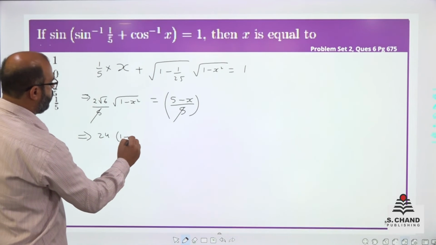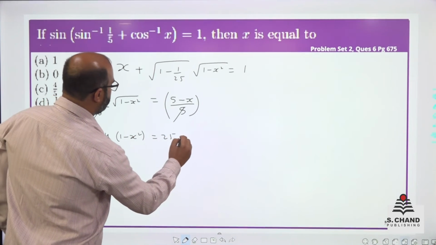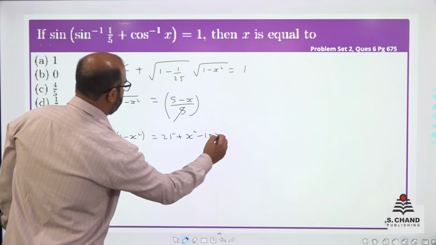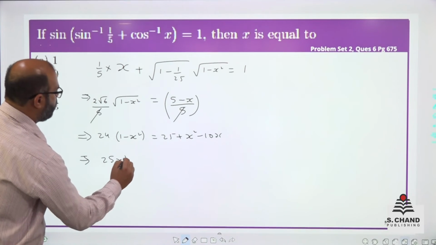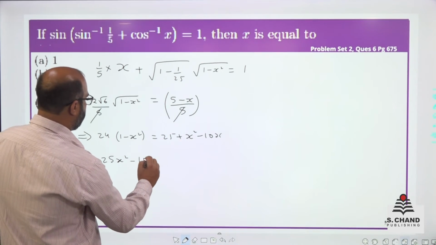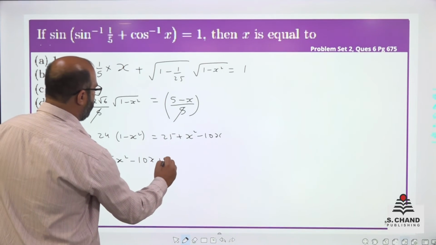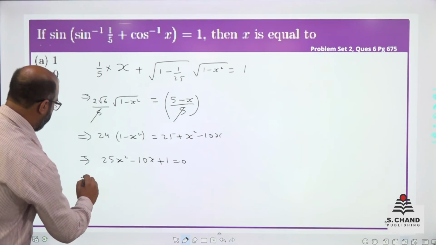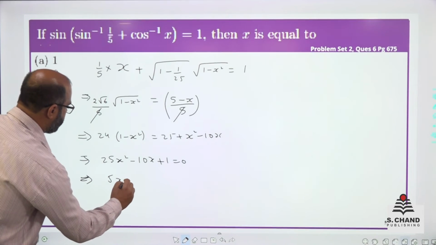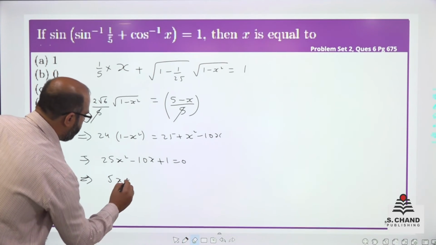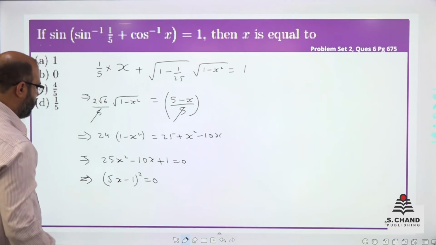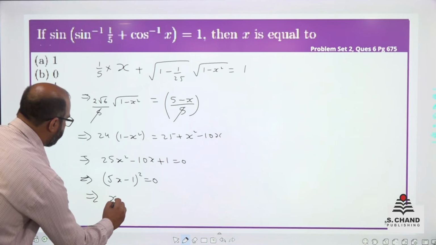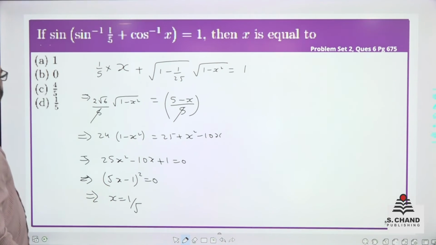24 into 1 minus x square is equal to 25 plus x square minus 10x. So it will become 25x square minus 10x plus 25 minus 24, which is 1, is equal to 0. So this will become (5x minus 1) whole square is equal to 0. So x is equal to 1 by 5. So this is the value of x which is coming, 1 by 5, option D.